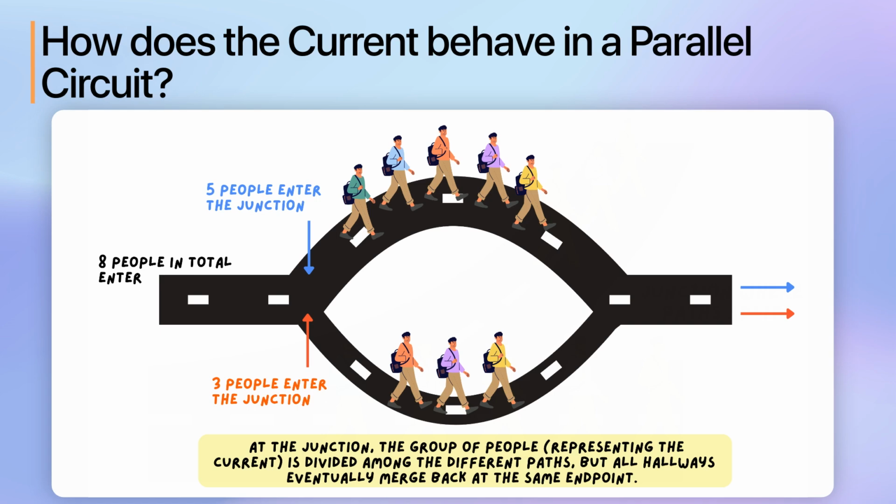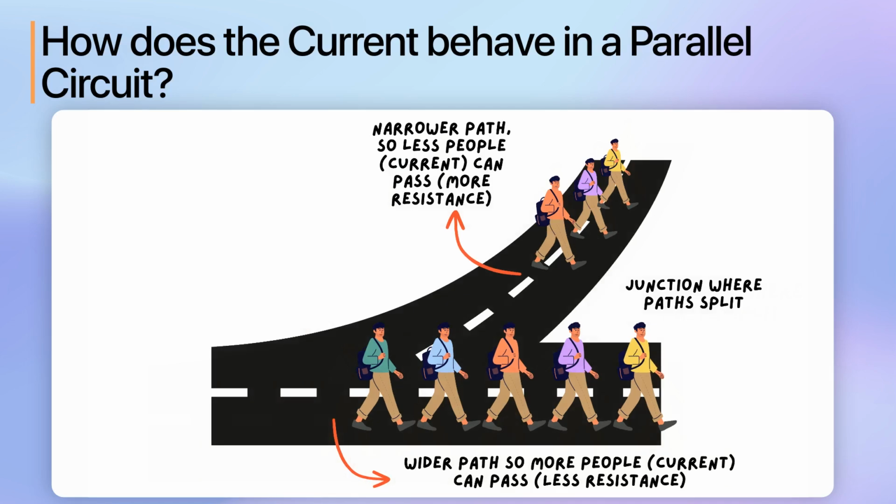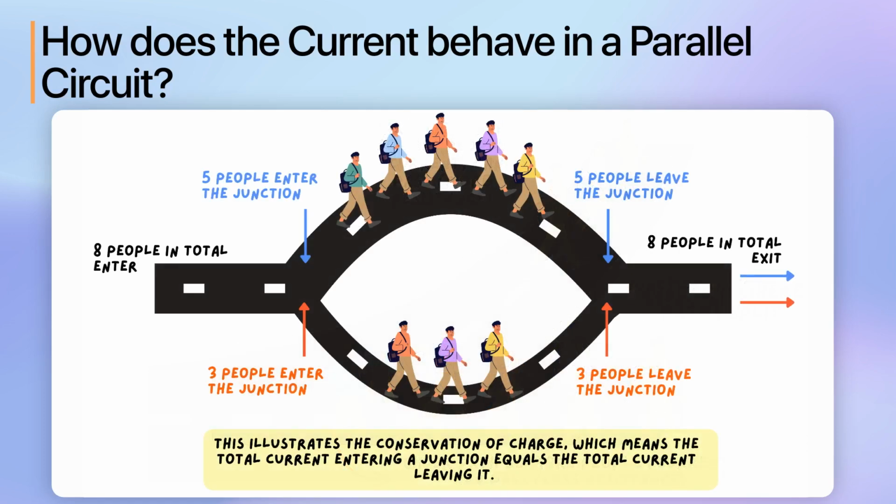Each path represents a branch in the parallel circuit, and the number of people choosing a specific path determines the current in that branch. Some paths might be wider, representing lower resistance, allowing more people to pass through, while narrower paths, representing higher resistance, let fewer people through. Despite taking different routes, the total number of people entering the junction equals the total number exiting it. This illustrates the conservation of charge, which means the total current entering a junction equals the total current leaving it.